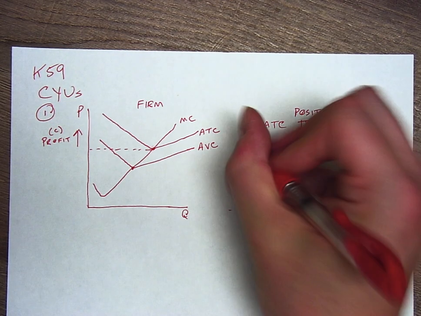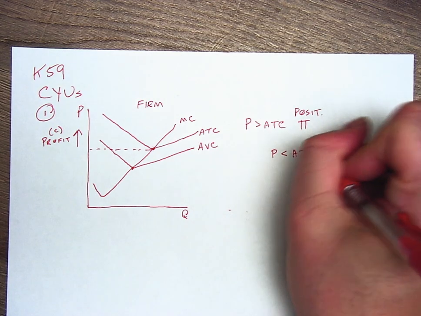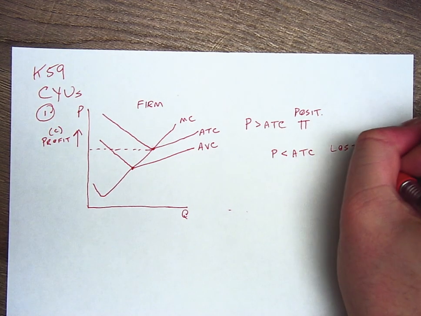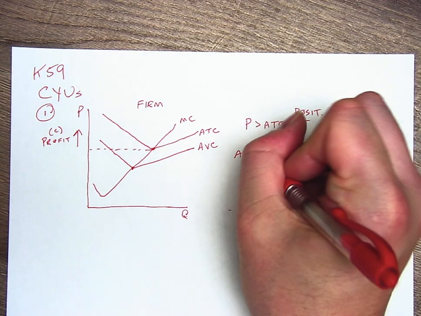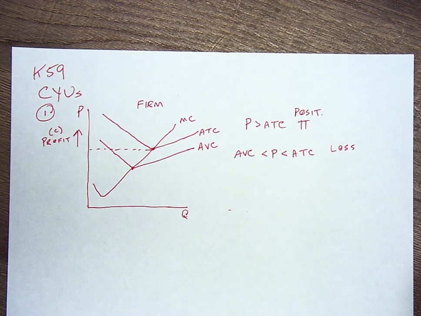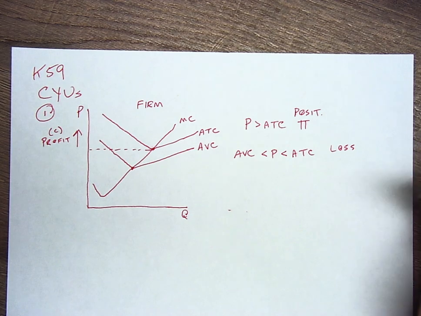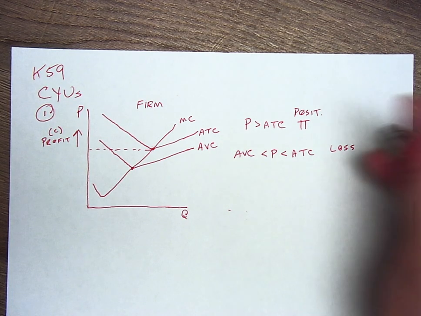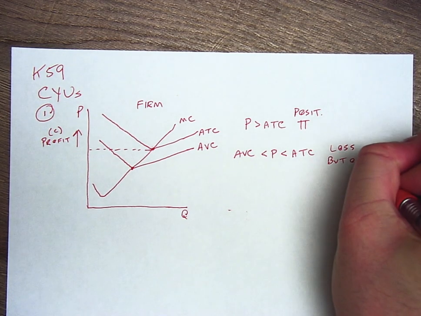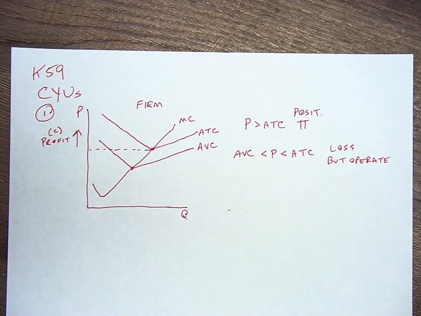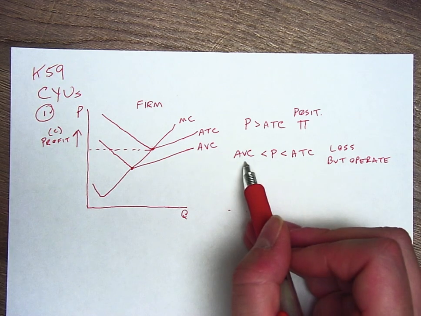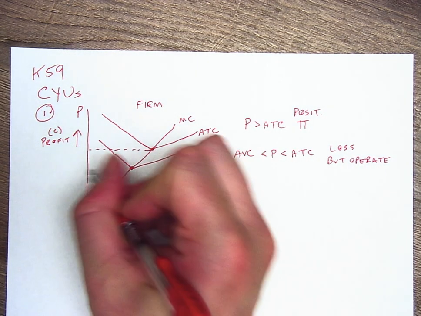And we know that if the price here is below the ATC, they're earning a loss. But we also know that if it's above the AVC, then they're covering all of their fixed cost and some of their variable cost. And what that means is that they're going to operate in the short run. They're going to operate in the short run, but in the long run, they're going to exit. But they're going to operate in the short run despite sustaining a loss. So loss, but operate. Now we can find that graphically on our graph, the prices that are between ATC and AVC. So this is where AVC is, right?